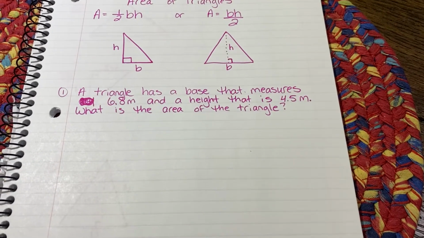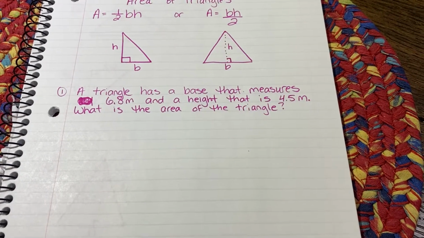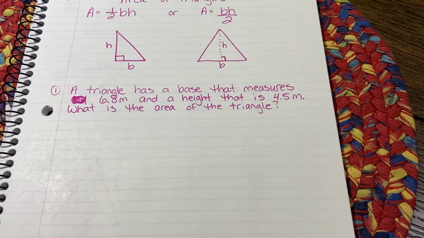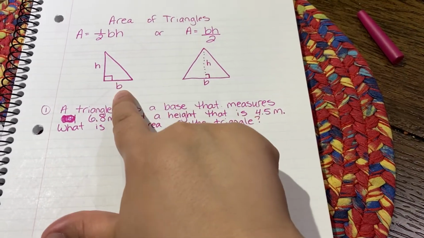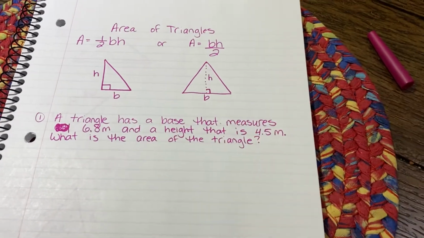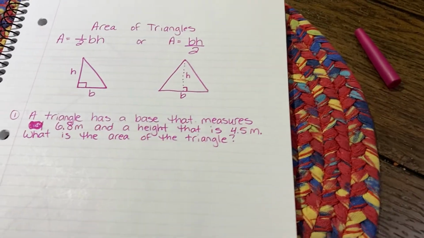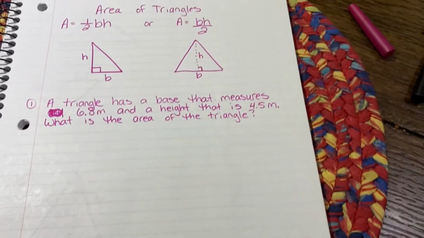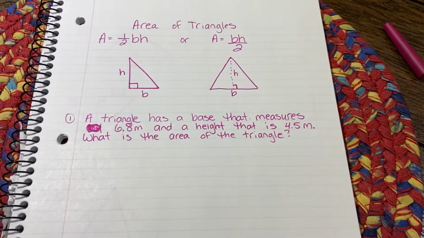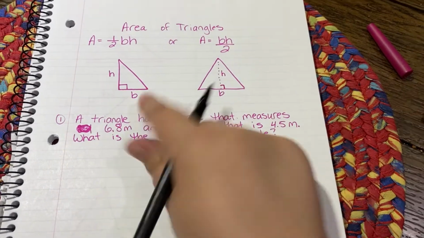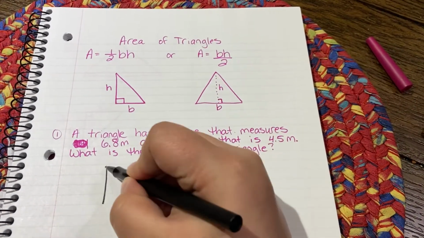It says a triangle has a base that measures 6.4 meters and a height that measures 4.5 meters. So we have a couple options. You can draw a triangle that looks like this, or you can draw a triangle that looks like that. You can draw any type of triangle you really want. Doesn't matter. Sorry, I need to get something to hold my camera with so I'm not holding it with my hand. I'm going to draw one that looks like this. So I'm going to start with just a regular triangle.